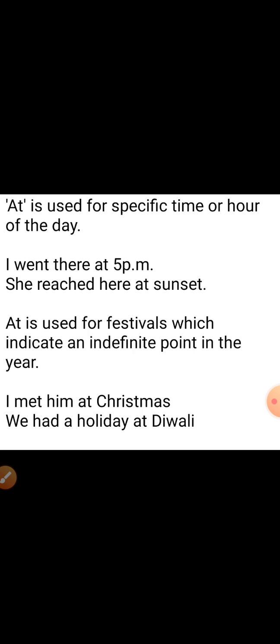Okay, so there are different kinds of prepositions, like prepositions of time, prepositions of place and direction. So this way there are different types of prepositions. Today we are going to discuss prepositions of time. So first we are going to start with at. We are going to discuss the uses of this preposition of time.